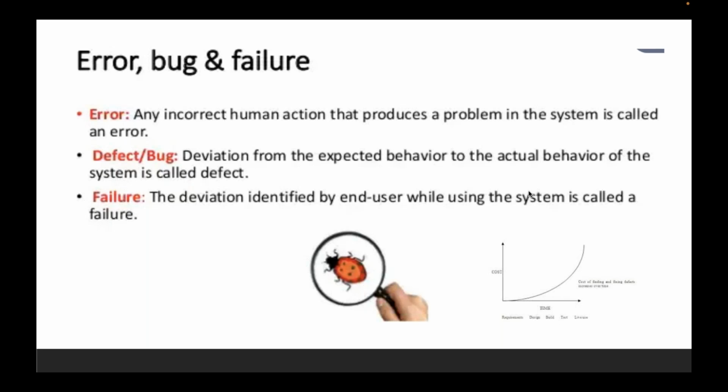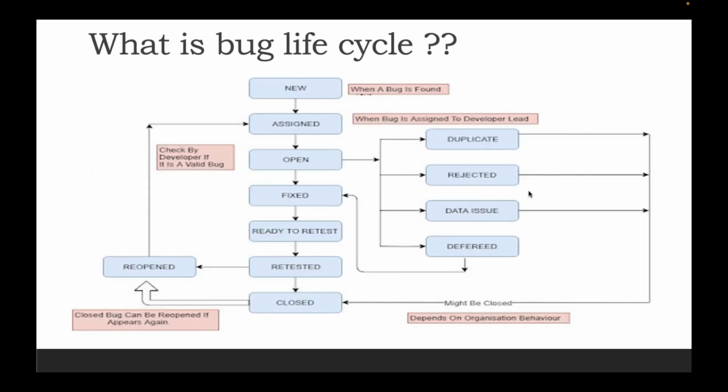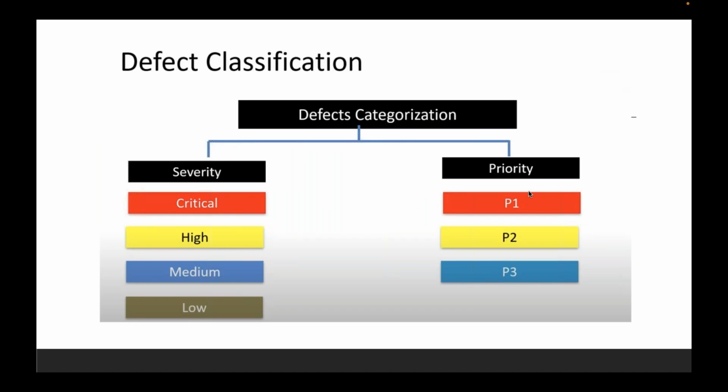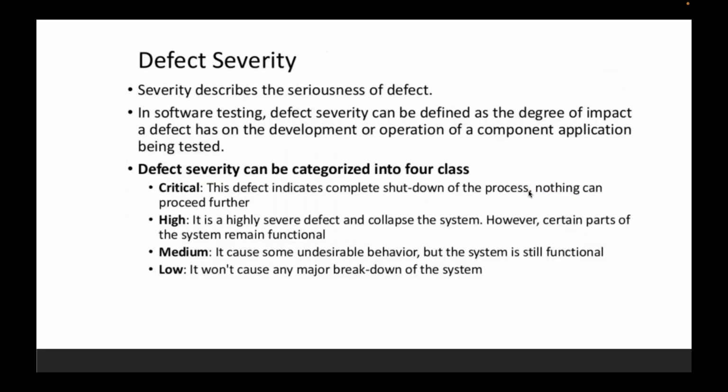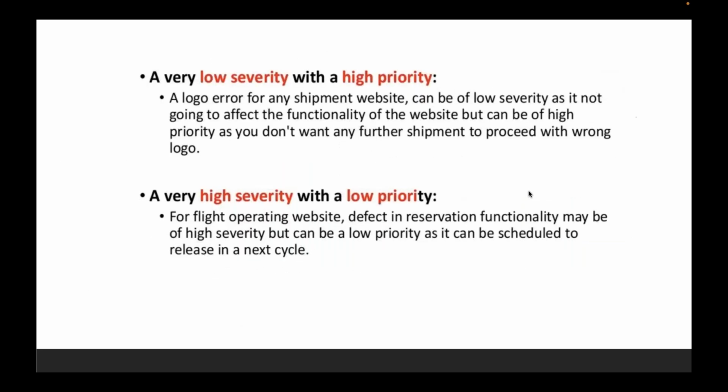So we'll see what is an error, defect, or bug. Those two are actually synonyms, so it should not get confused. We'll also look into what it is, how to raise a defect, and what a bug life cycle is. Okay, a report of that, and classification of severity and priority. How is severity identified, how is priority identified, and some examples that I can give about it.